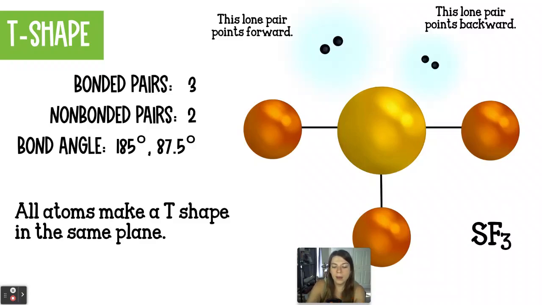Now, if we were to pop off one of these and again replace it with a lone pair, then you get the T shape. So here this would be the 185, and this is the 87.5. And if we look at all of the atoms together, they make a T shape. We got two lone pairs on the top. So this one is showing like this. This one's pointing forwards, and this one back here is pointing backwards. Get a model kit. Play with them yourself because you'll see it best if you do it yourself.